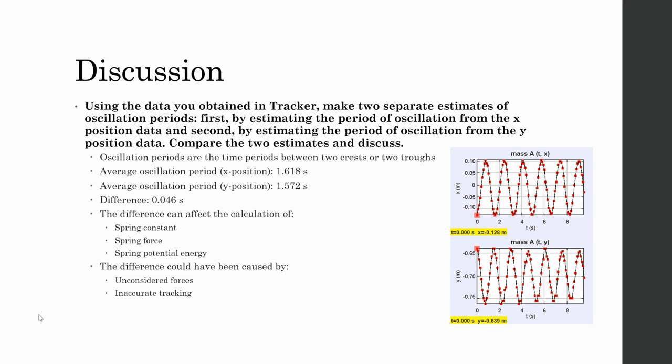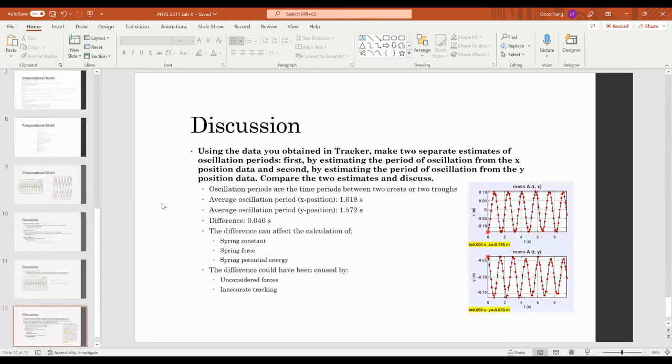To calculate the oscillation period, you need to measure the change in time between two crests or two troughs. By measuring each one, the average can be found, which is 1.618 seconds for the x position and 1.572 seconds for the y position. The difference between the two is 0.046 seconds. This difference could have been caused by unconsidered forces or inaccurate tracking, and the difference itself can affect the calculation of spring constant, spring force, and spring potential energy.